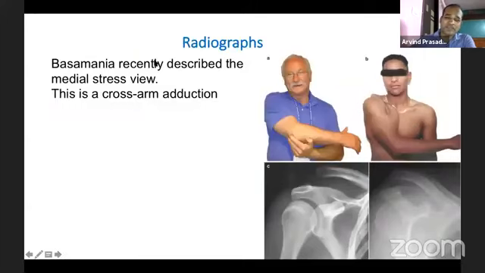Recently, the Basamania view has been described. This is also called the medial stress view. And very early, the Alexander view was also the same view. This is the cross arm adduction view. So you can see this is the AP view, and this is the cross arm adduction view, in which you can appreciate the overriding of the clavicle over the acromion.